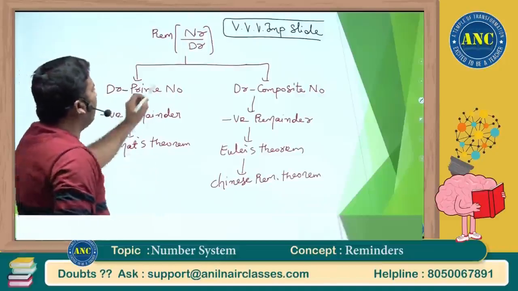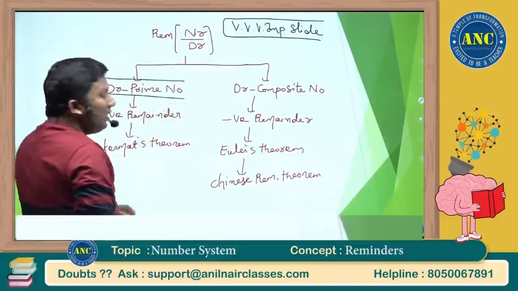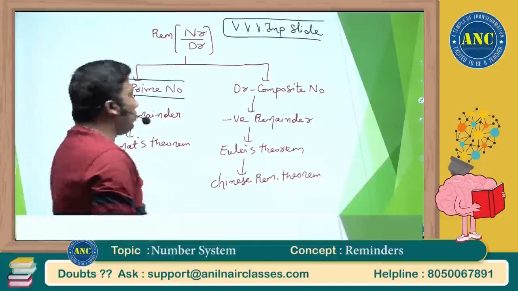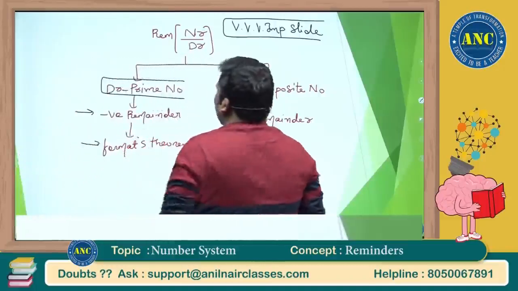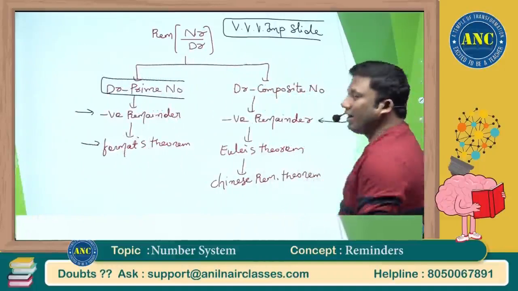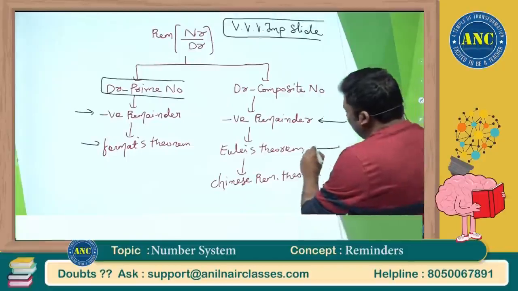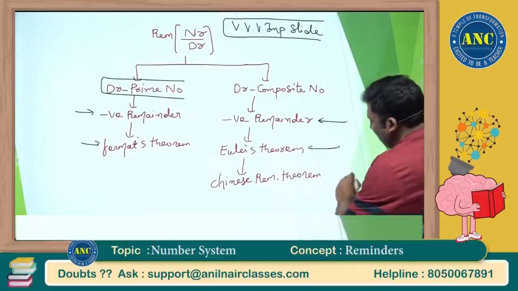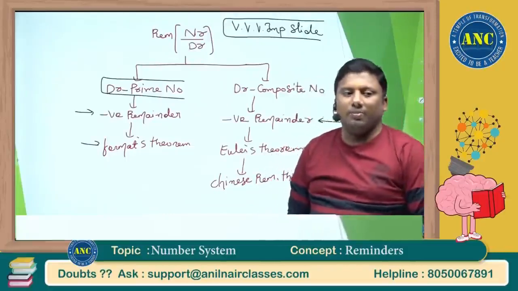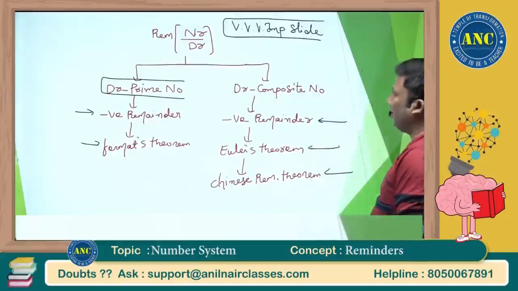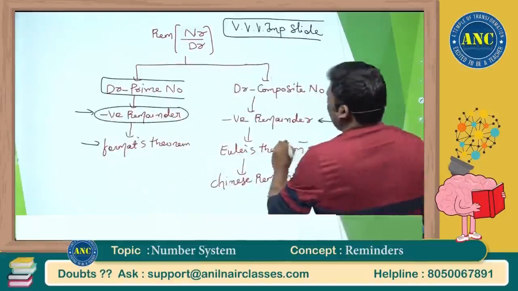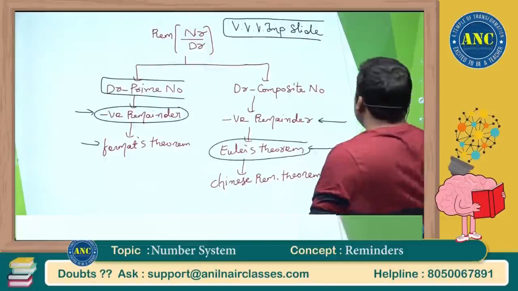Very, very important slide. If the denominator is a prime number, first I will check with the negative remainder. If it is taking more time to solve a question, then we will get into Fermat's theorem. For a composite denominator, we will solve first by using negative remainder. If it is taking more time, then I will get into Euler's theorem. If it is also taking more time, then I will get into Chinese remainder theorem. Now, yesterday's class, we did this and we also did this. Now we will continue with the next.